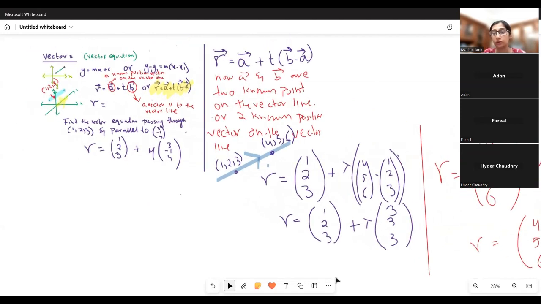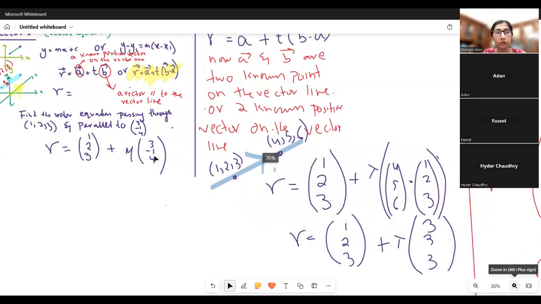It depends on what is given to you. If you are given a parallel vector, you'll use this equation. But if you're given 2 points on the vector line, then you use this equation. So it depends on the scenario. Okay, moving on.